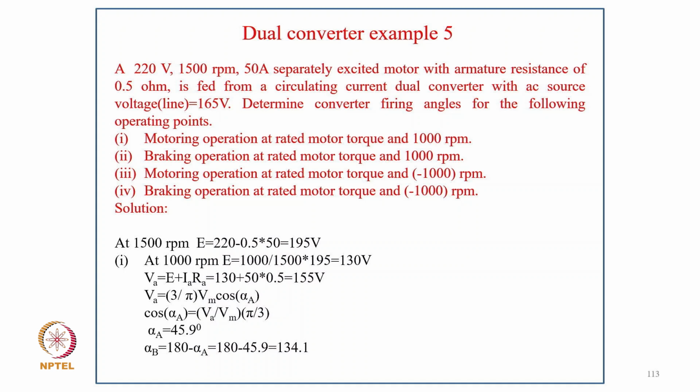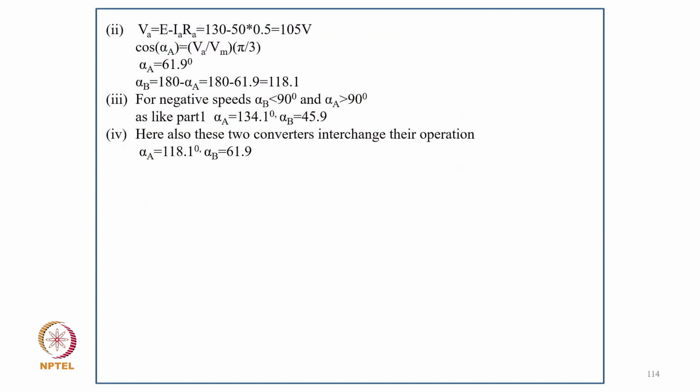The solution: at 1500 rpm, E equals 220 minus 0.5 into 50, that is 195. At 1000 rpm, E equals 1000 upon 1500 into 195, that is 130 volt, and V equals E plus IRa, so it becomes 155, and V equals 3 upon pi Vm cos alpha A, so cos alpha equals V upon Vm into pi by 3. So alpha A becomes 45.9 degrees and alpha B is 180 minus alpha A, that becomes 134.1 degrees. Then V equals E minus IRa, so it becomes 105, and cos alpha is V upon Vm pi by 3, so alpha A becomes 61.9 degrees and alpha B equals 180 minus that, so it becomes 118.1 degrees. For negative speeds, alpha B is less than 90 degrees and alpha A is above 90 degrees.